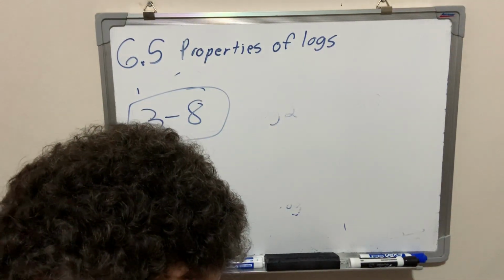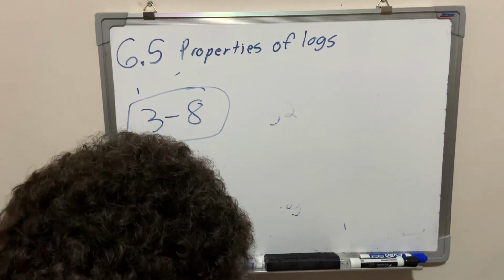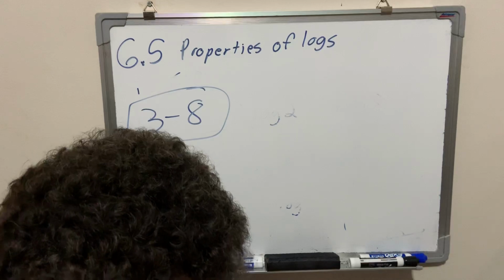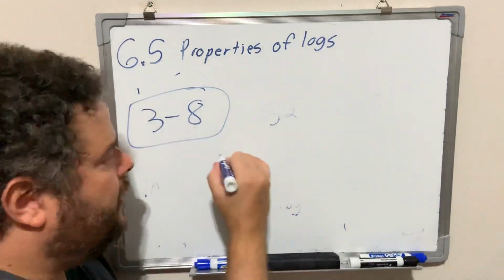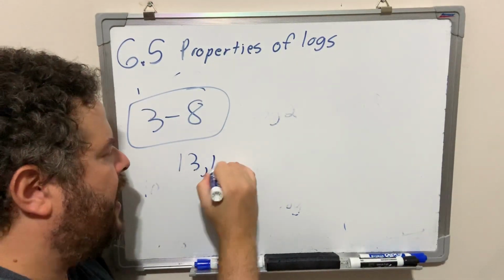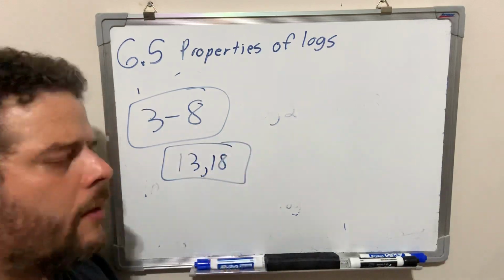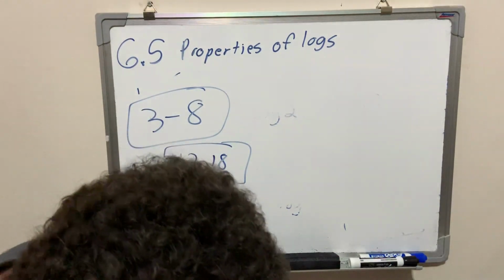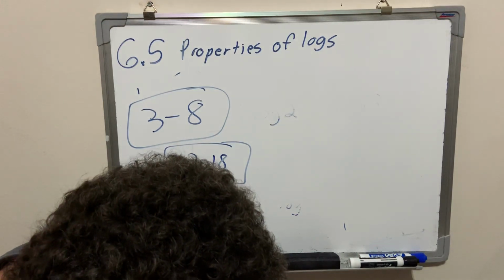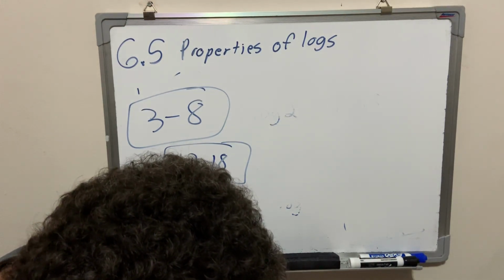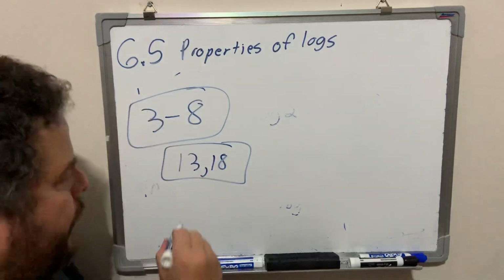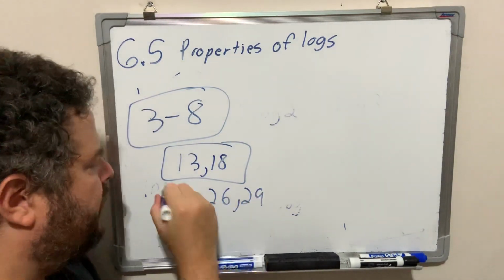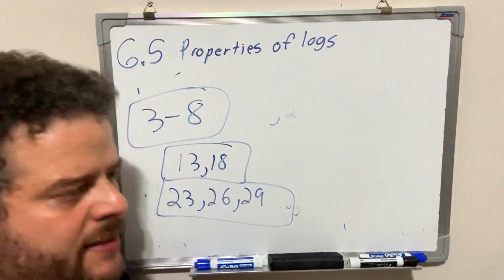Then go ahead and do 13 and 18, which is expanding, and then please do 23, 26, and 29, which is condensation. Again, if you have any questions, please let me know.